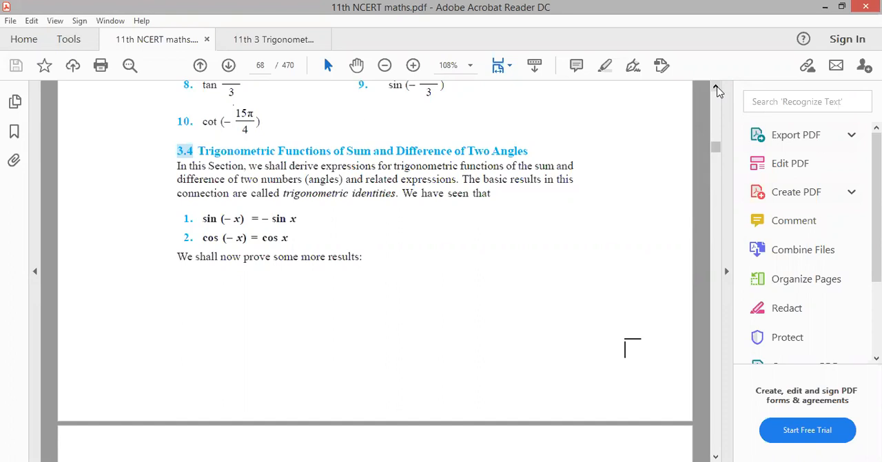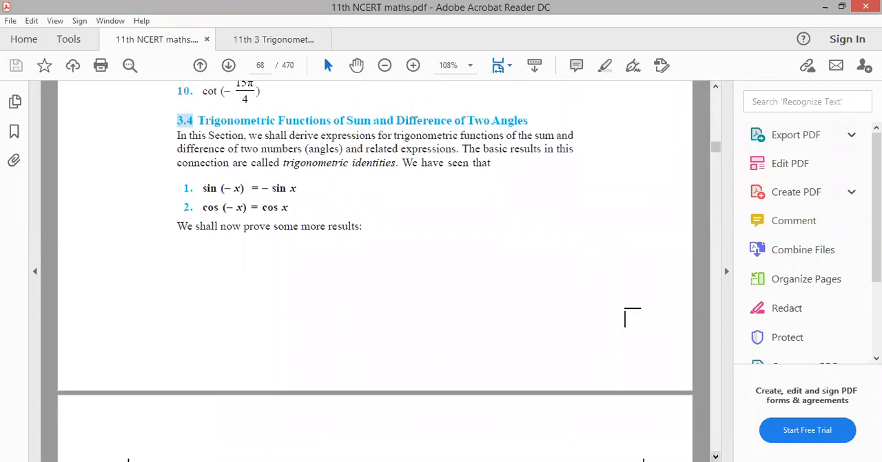In this lecture, we will be discussing trigonometric functions of sum and difference of two angles. But before going to these formulae, we will highlight here some results, some important points that will be used in those formulae. For example, you have sine of some negative angle. What is that? That's minus sine of x.